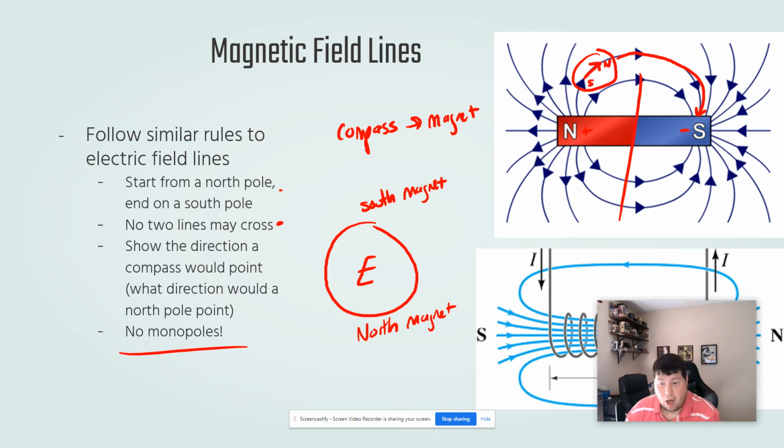With electrical charges, you can have a positive charge and a negative charge by themselves. You don't have to have a positive next to a negative every single time. But for some reason, magnetism seems to work differently, and you cannot separate a north and a south pole. So that's a bit about magnetic field lines and how they work.